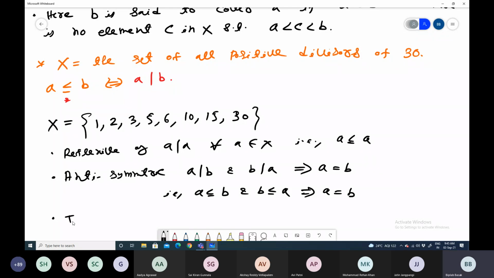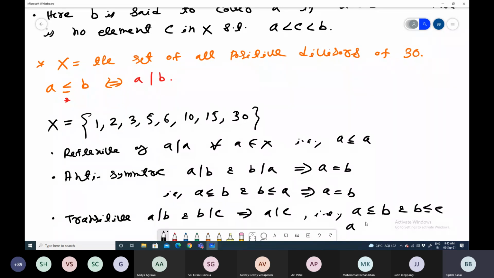And the third one is transitive. Why is it transitive? Because A divides B and B divides C imply A divides C. So you can say that if A is related to B and B is related to C, then A is related to C. So X is a poset.